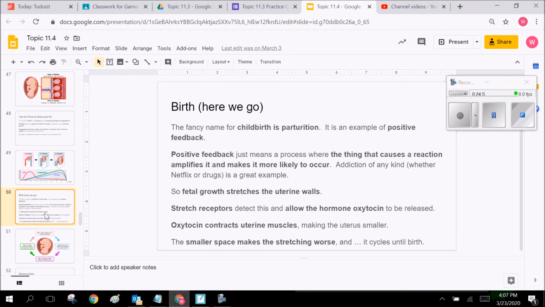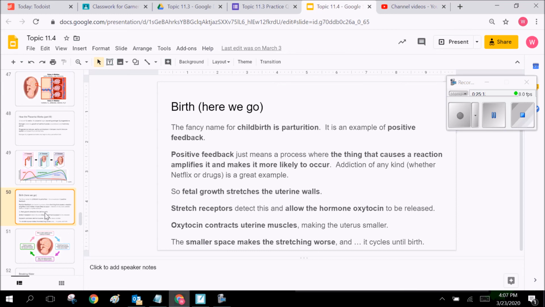A great example of positive feedback is when you go to Netflix and you find a great show that you love, and then Netflix suggests other great shows that you might love, and you start watching those shows, and those shows lead to more shows and more shows, and eventually you spend your life on Netflix. That's positive feedback. So we're going to amplify the reaction.